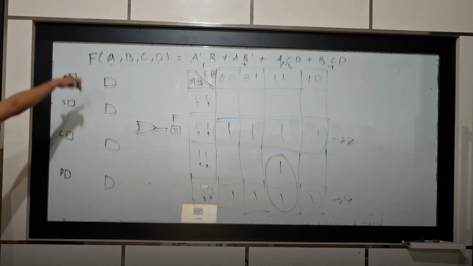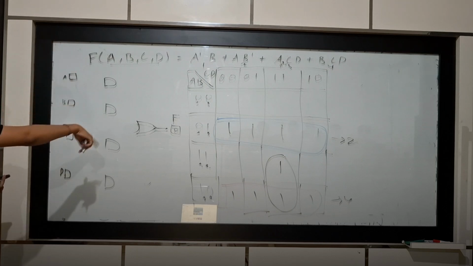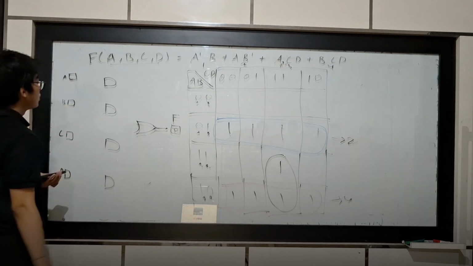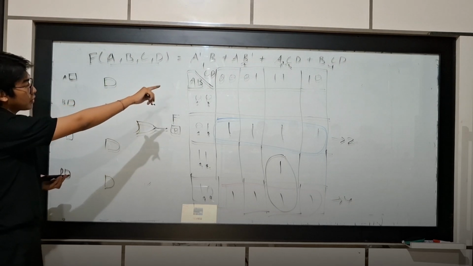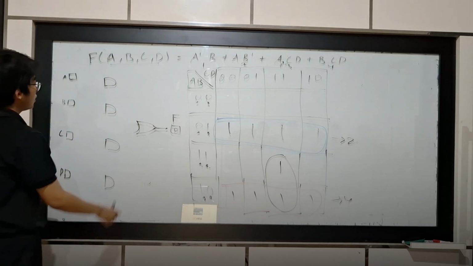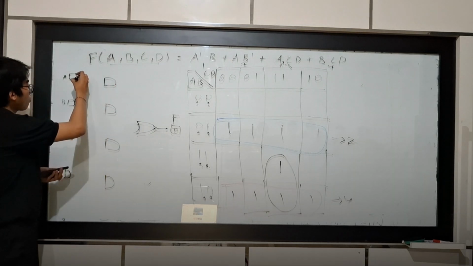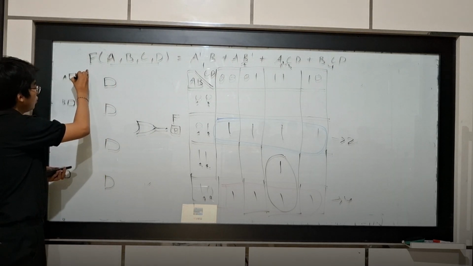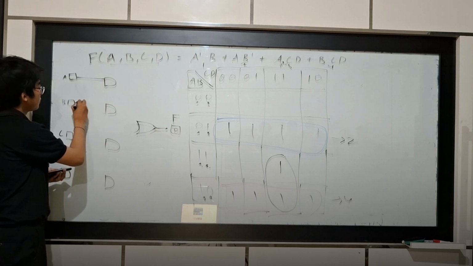Now I'm going to connect the variables to the AND gates, and connect the AND gates to the OR gate. So the first expression is A inverse and B to the first AND gate. So it's like this, and then this.